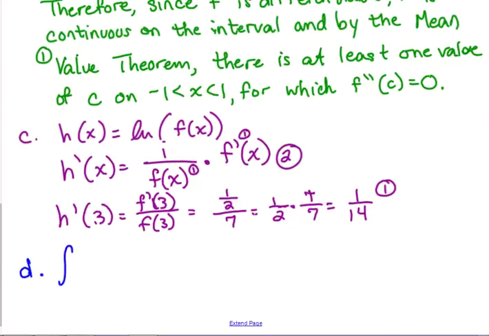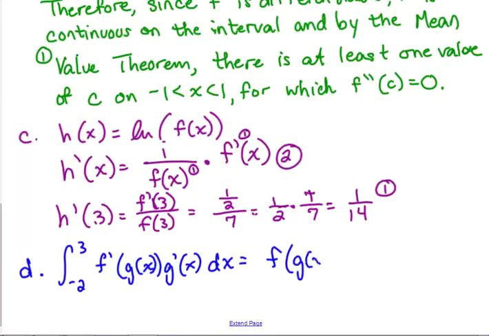So we are looking at the integral from -2 to 3. I'm just recopying it so I can look at it clearly here. f'(g(x)) g'(x) dx is equal to f(g(x)). Okay? If we take the derivative of that, we're going to end up with f'(g(x)) times g'(x). That's what's inside our integral here.